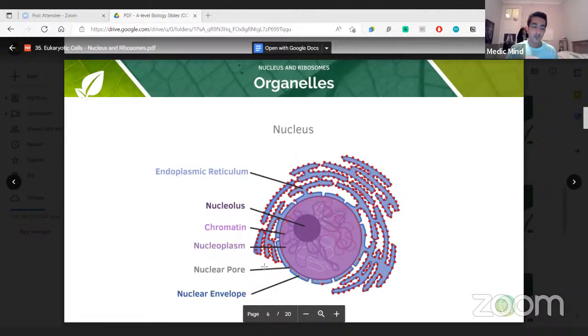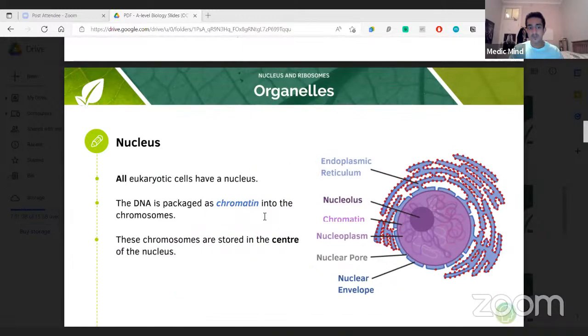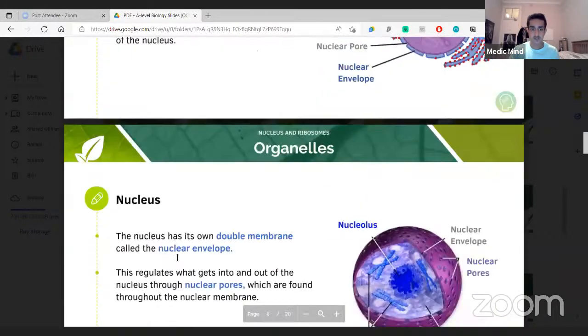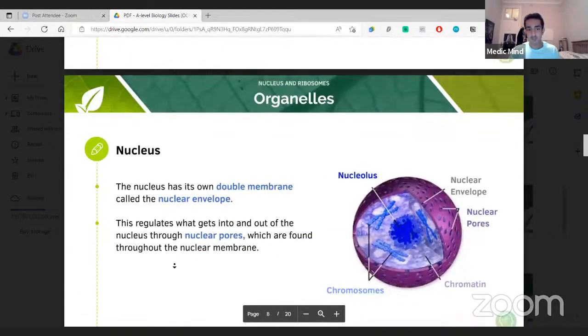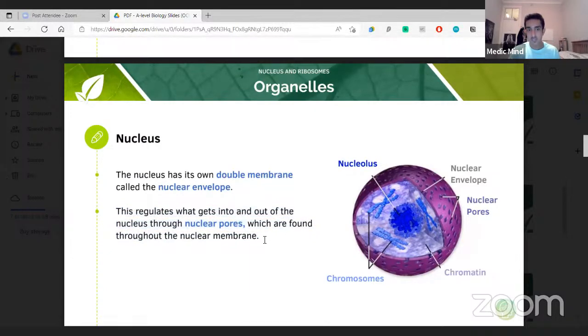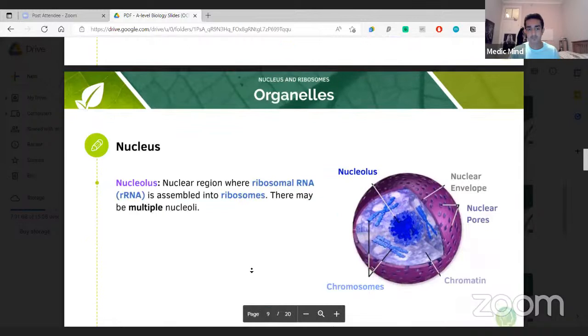The nuclear pore lies within the nuclear envelope, and that allows for the exit of mRNA, but not DNA, which allows for transcription to occur. So all eukaryotic cells have a nucleus, and the DNA is packaged as chromatin into the chromosomes. These chromosomes are stored at the center of the nucleus. The nucleus has its own double membrane called the nuclear envelope. This regulates what gets into and out of the nucleus through nuclear pores, which are found throughout the nuclear membrane.